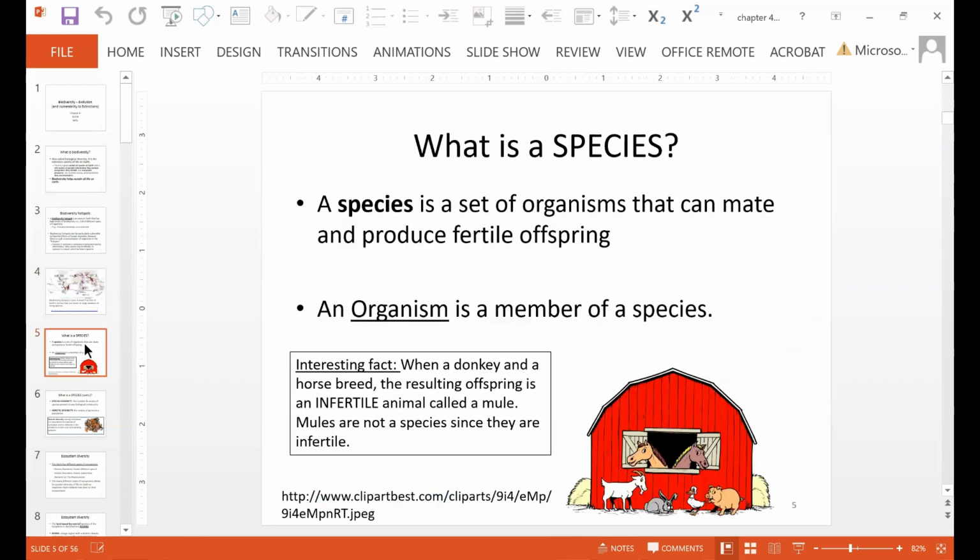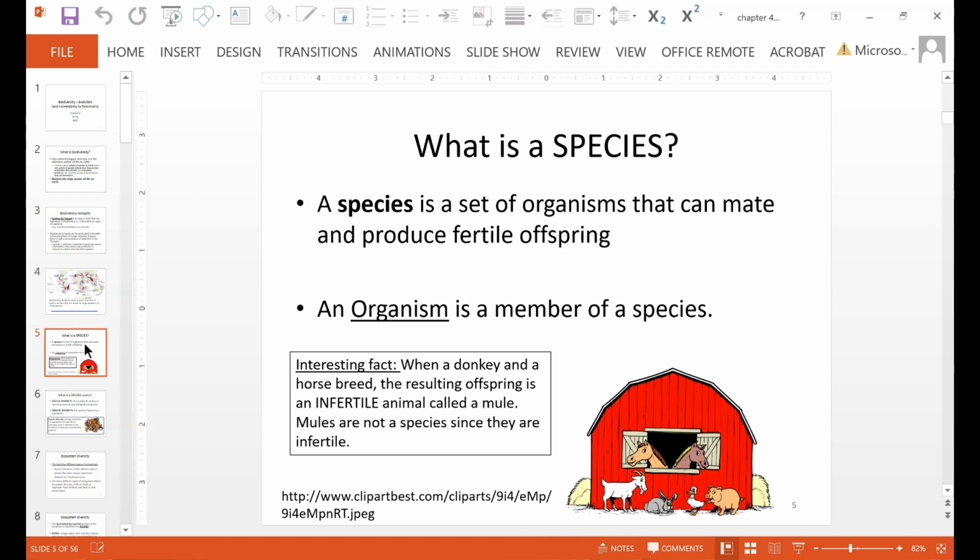So what is a species? A species is a set of organisms that can mate and produce fertile offspring. An organism is a member of a particular species. So an interesting fact is when a donkey and a horse breed together, they can have offspring. Their offspring is called a mule. However, a mule is not a species because mules are infertile. They are sterile and are unable to produce mules themselves.